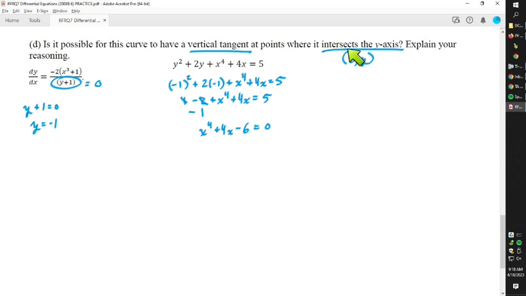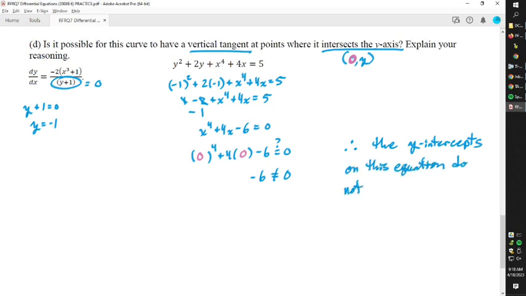Well, they told you where it intersects the y-axis. What does x equal when you intersect the y-axis? It equals 0. So really what we're testing is (0, -1). Does (0, -1) exist? Well, we plugged in -1 right here. Now we have to plug the 0 to see if it works. And when you plug in the 0, look what happens. We get -6 equals 0, which is not true. Therefore, the y-intercept on this equation does not have vertical tangent lines. And that's the end of that problem.